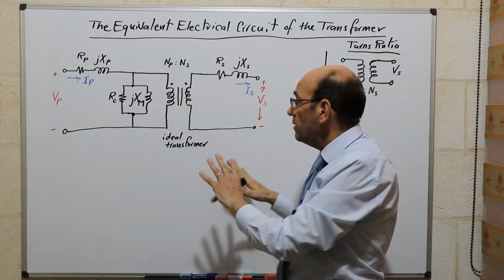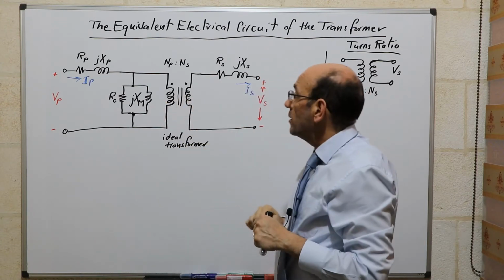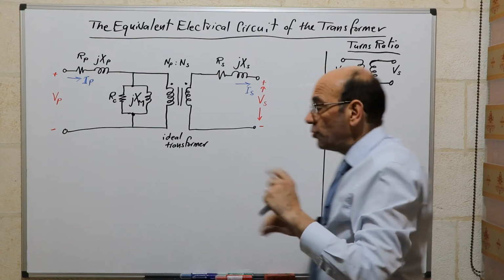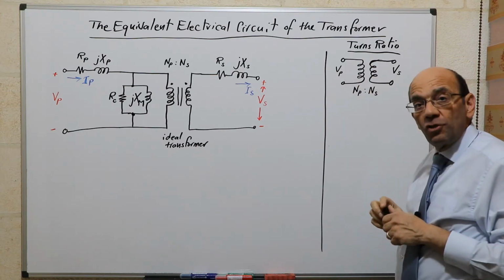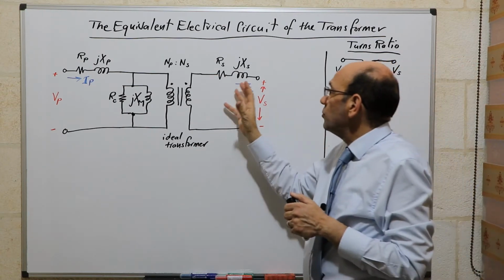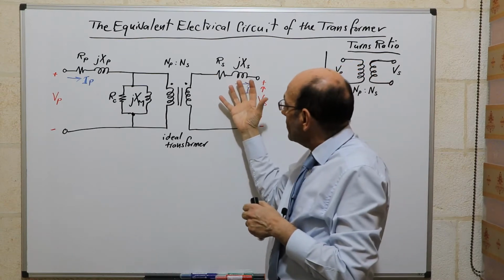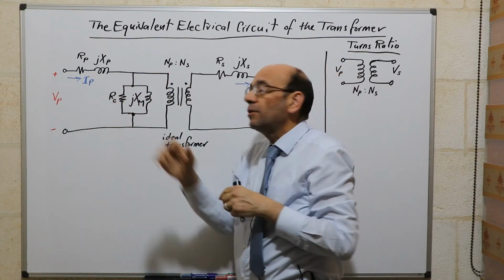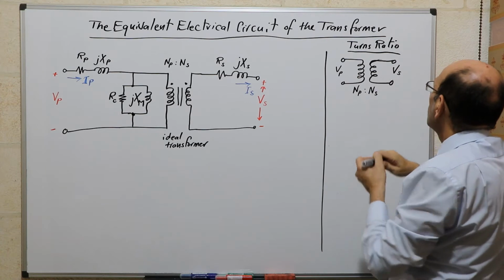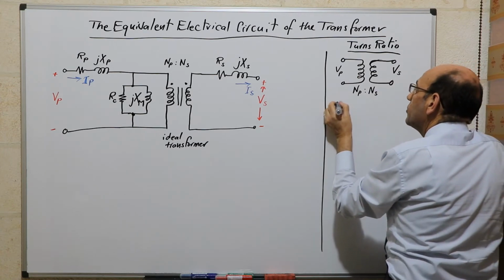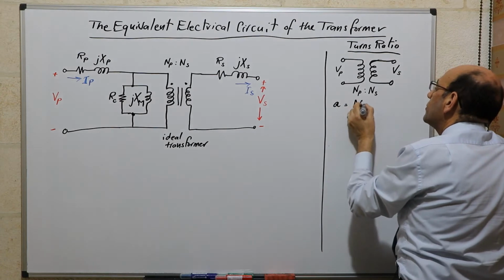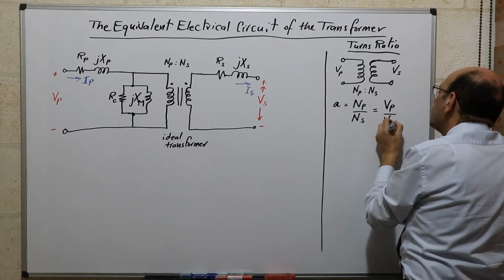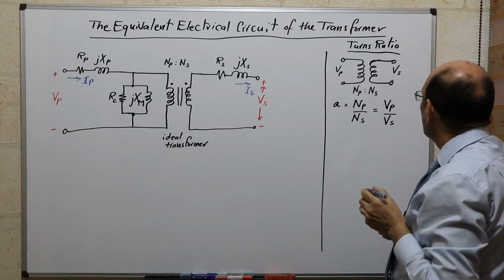What we'd like to do today is to start simplifying this model to make it much more practical to use in real life. To do this, we go to the turns ratio, because we want to use it to reflect the secondary into the primary. We want to see what the secondary part looks like when we see it from the primary. To do that, we resort to what is called the turns ratio. The turns ratio is the ratio between the turns of the primary and the turns of the secondary, which is also the voltage of the primary with respect to the voltage of the secondary.